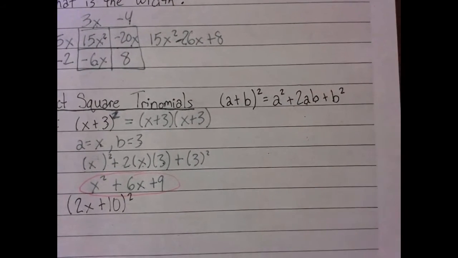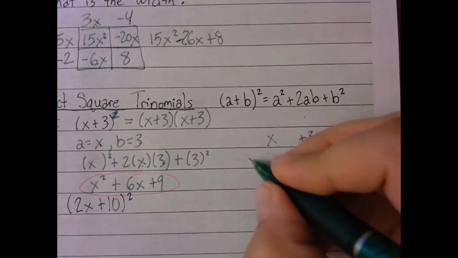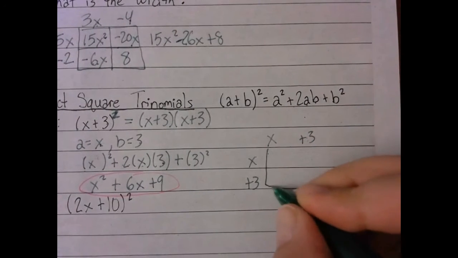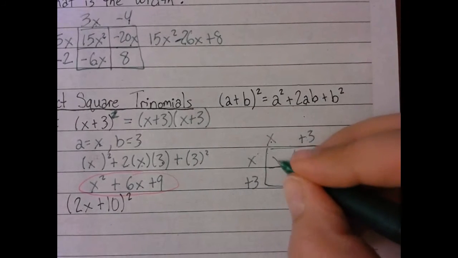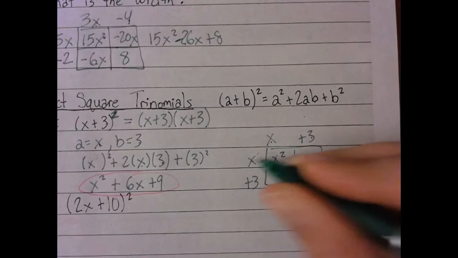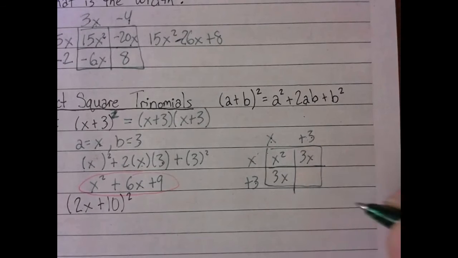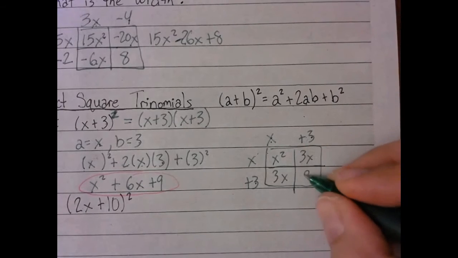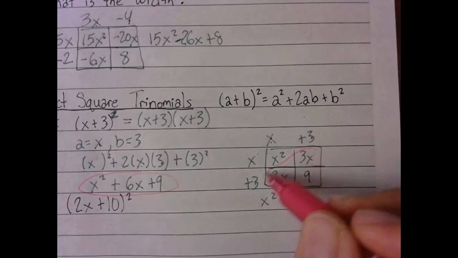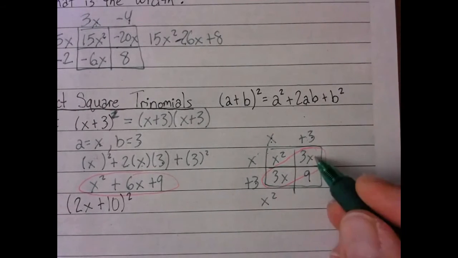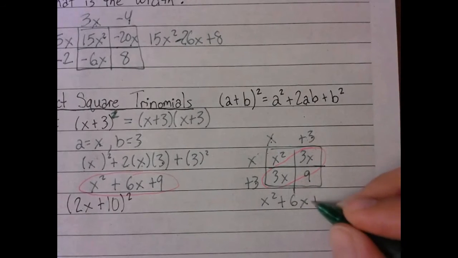So here's another way to do the exact same problem. x plus 3 and x plus 3. x times x is x squared. 3 times x is 3x. 3 times x is 3x. And 3 times 3 is 9. So we get x squared. Then don't forget to add these. 3x plus 3x is 6x plus 9.